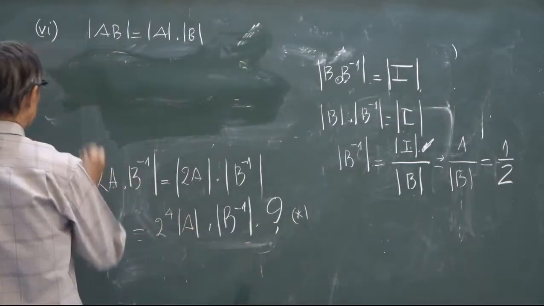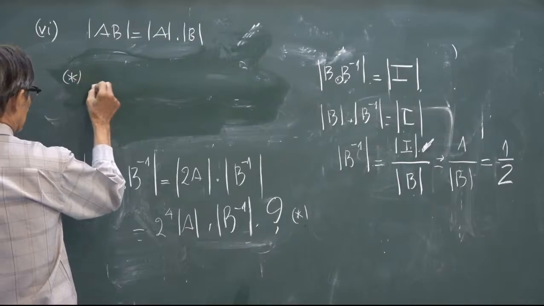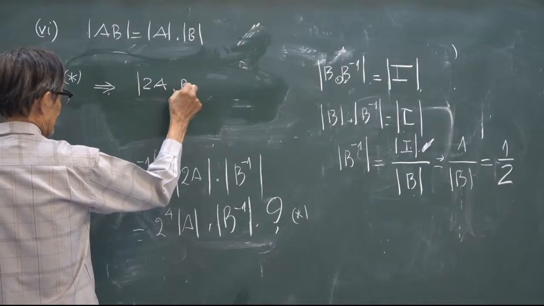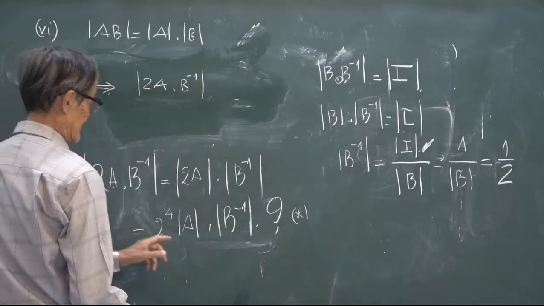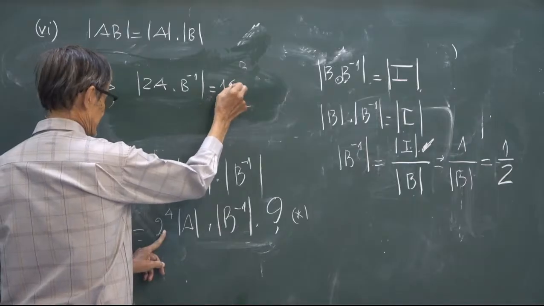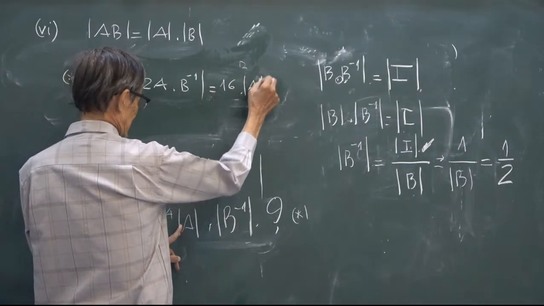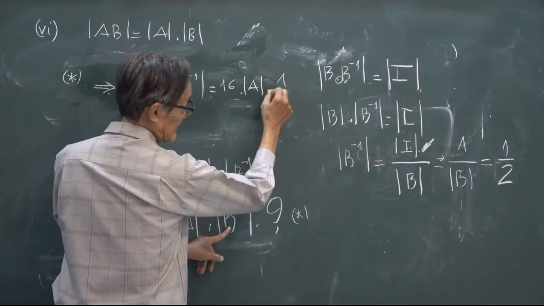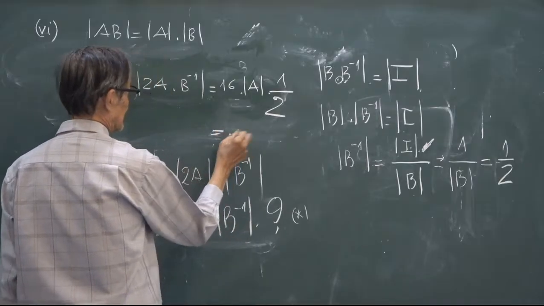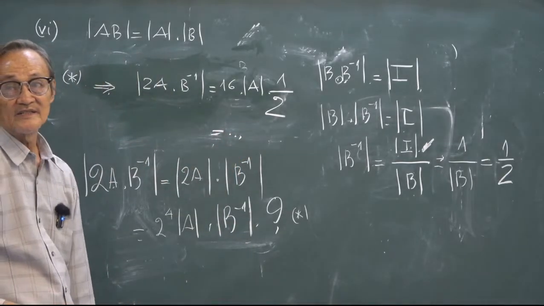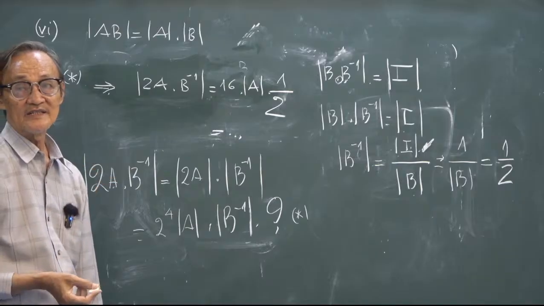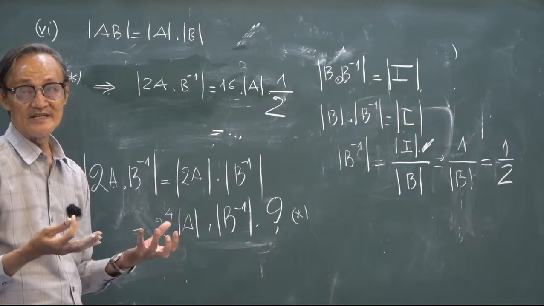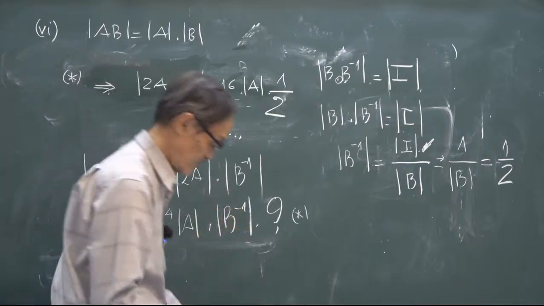Now, the determinant of 2A times B inverse equals 16 times the determinant of A times 1 over 2. We can separate the symbol of multiplication of two matrices in the determinant. Separate.